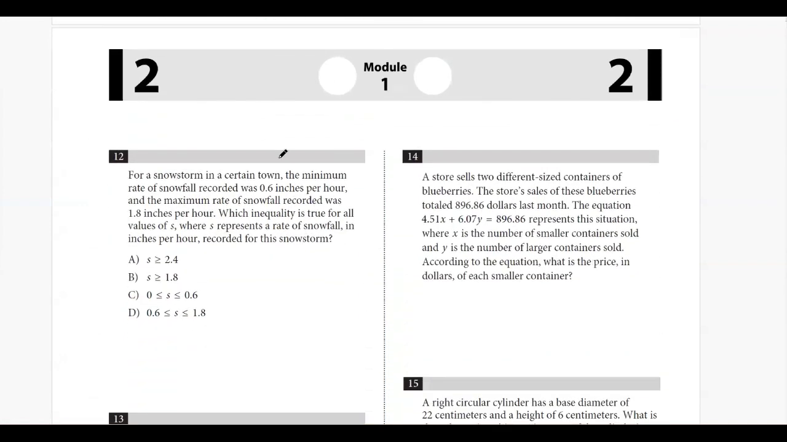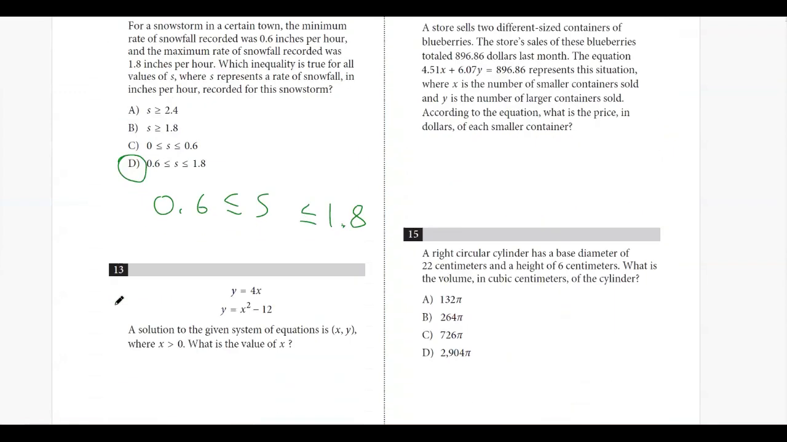In a snowstorm in a certain town, the minimum rate of snowfall recorded was 0.6 inches per hour. So this is the minimum. And the maximum rate of snowfall recorded was 1.8 inches per hour. Which of the inequalities is true? D is the correct answer.